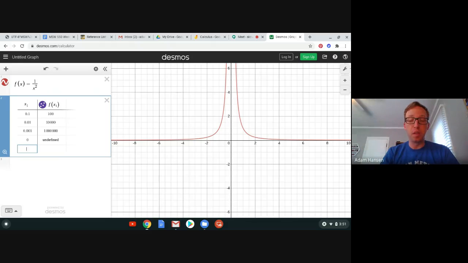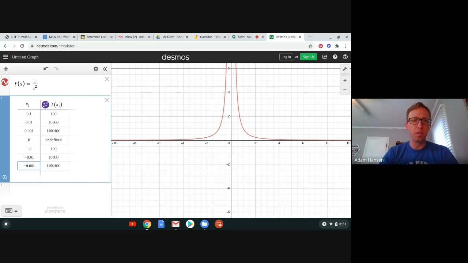I could do the same thing with the negatives. Negative 0.1, negative 0.01, negative 0.001. The function does not approach the same number because it doesn't really level off. It grows ever higher and higher as x gets closer and closer to 0. That's an example of unbounded behavior, and the reason why we have a vertical asymptote at x equals 0.